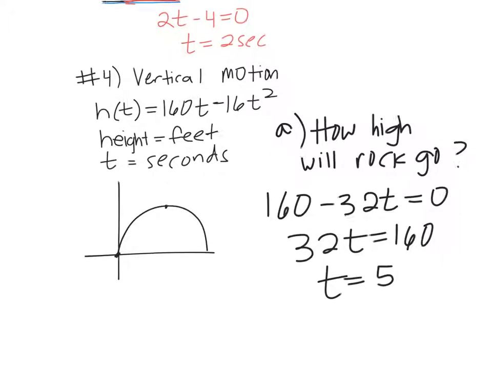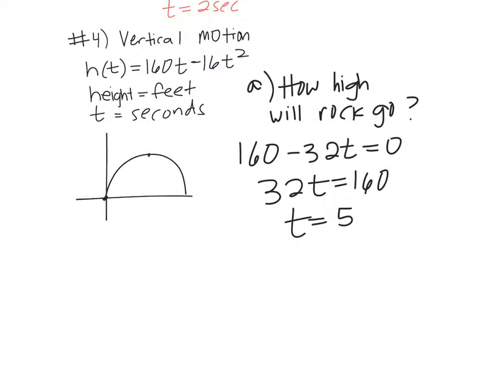Okay, 5 is not the height though. 5 is the time. Wait, wouldn't it be negative 5? No. You add 32t. So t equals 5 seconds. And then we have to find the height. So you've got to plug it back in.